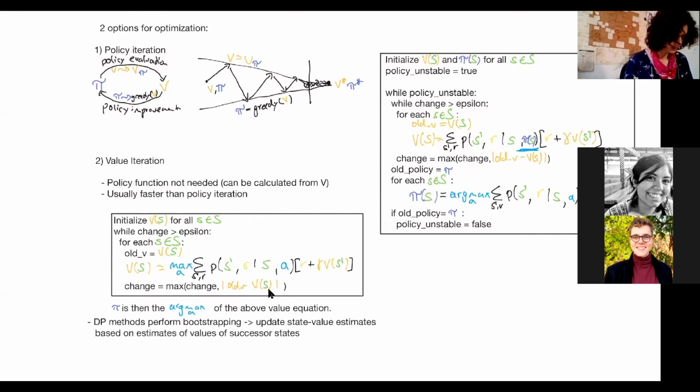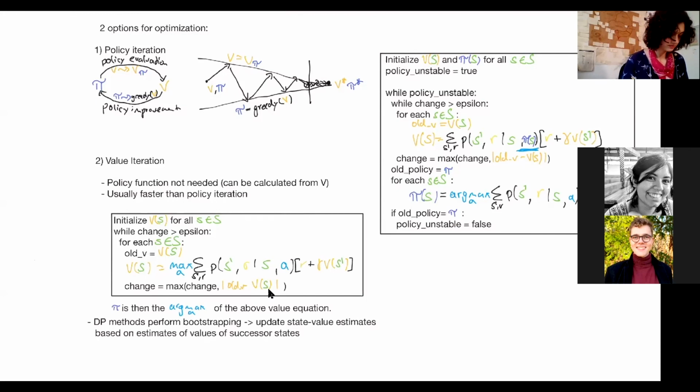Okay, and dynamic programming methods perform bootstrapping, which means they use state value estimates based on estimates of values of successor states. So they update estimates based on other estimates. So that's bootstrapping. And now I have another exercise for you. Should be a bit quicker, so try to come to an answer within a few minutes.